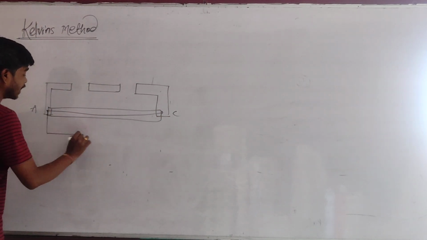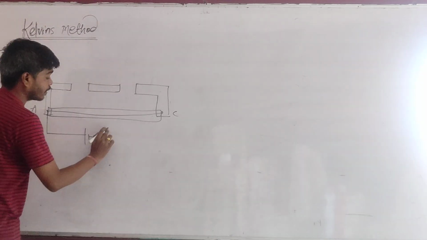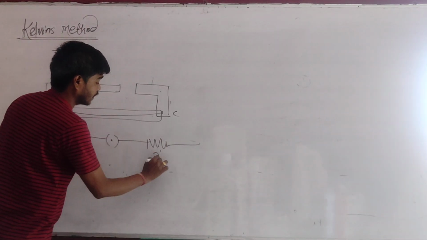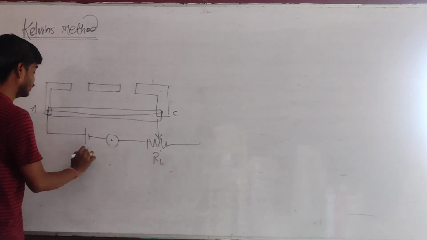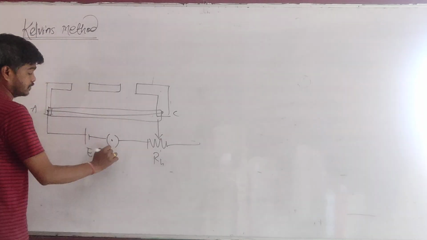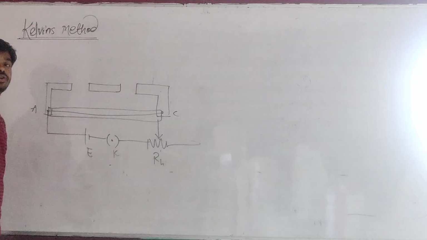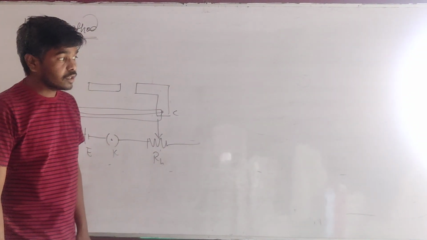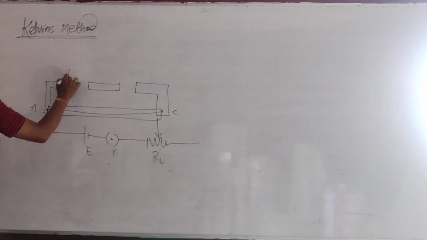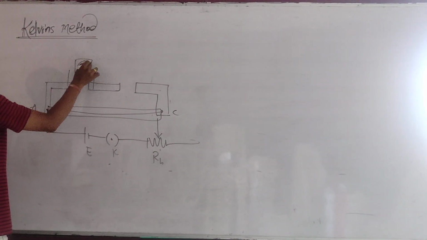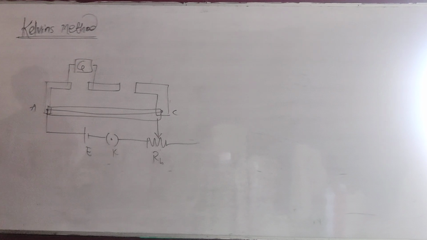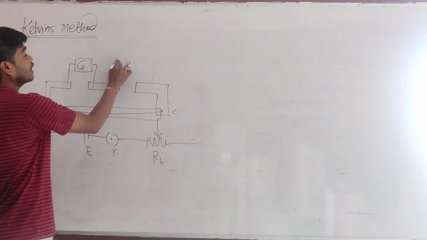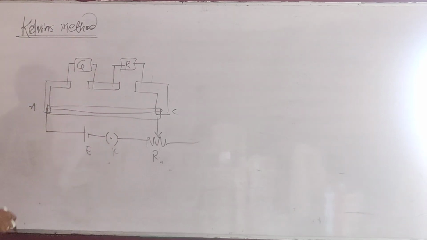Now, the EMF of a cell, plug K and rheostat RH are connected between the points A and C, as shown in the diagram. The galvanometer whose resistance is to be calculated is connected in the left gap, and the known resistance box is connected in the right gap of the meter bridge as shown in the diagram.